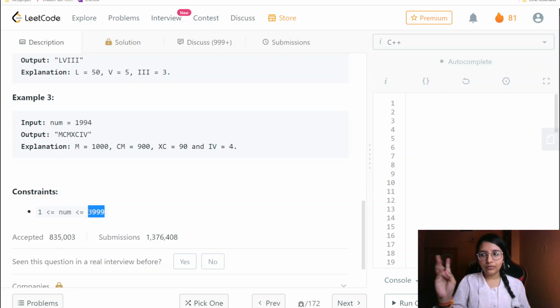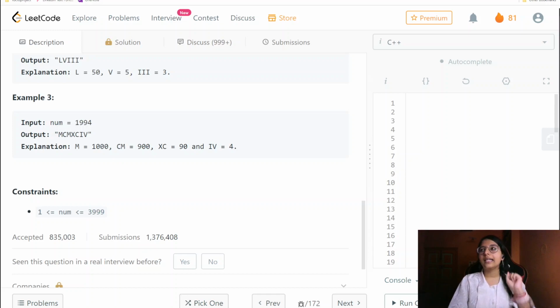Not even 4000 would be given to us, because if 4000 had been given, then we would have had to consider 5000 minus 1000 as a Roman character as well. So we are given only this much.